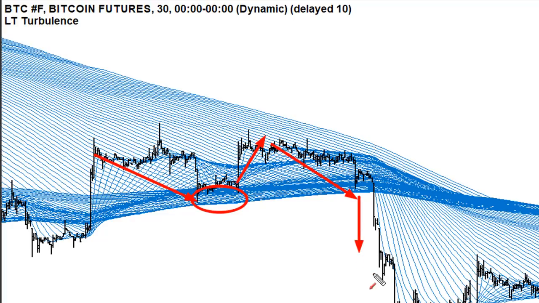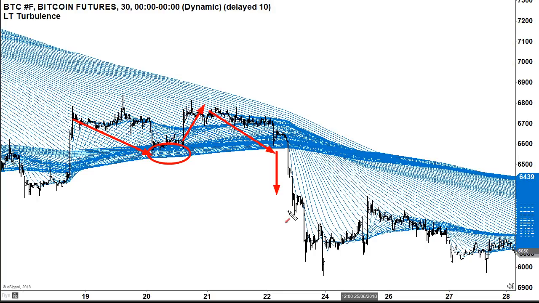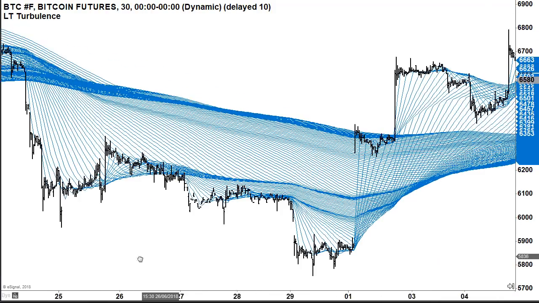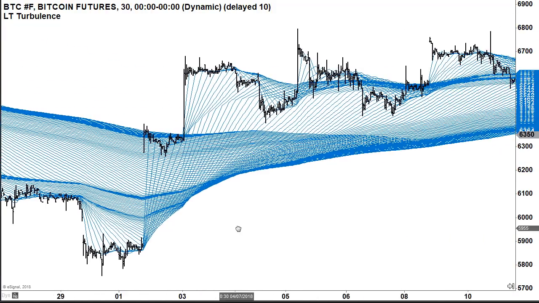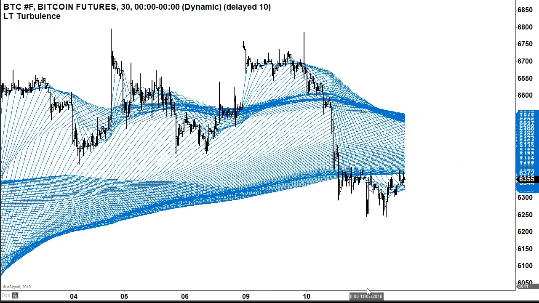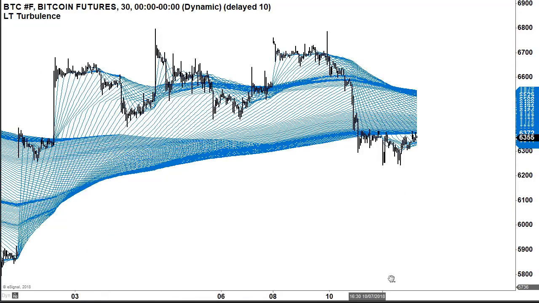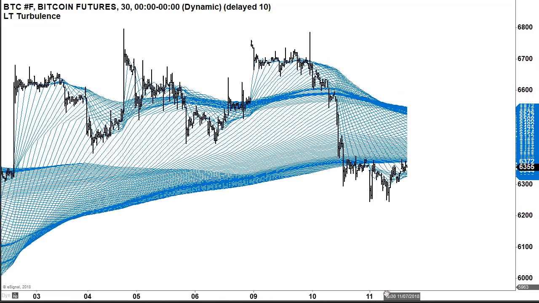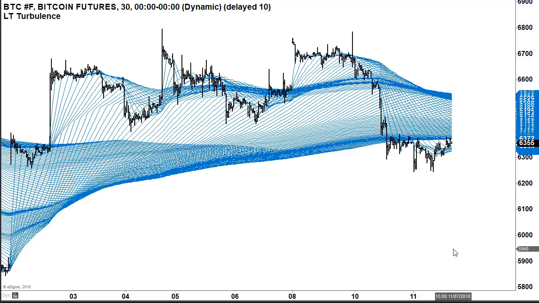And whenever price breaks through the turbulence cloud, that, of course, has strong consequences. Especially if it breaks below the cloud, it tends to lead to more selling pressure. And, of course, if it goes above the cloud, it can lead to more buying pressure, as it did over here. So, once again, the fact that Bitcoin is now below the turbulence cloud is certainly not a good thing for the moment, unless it manages somehow to go back above it.